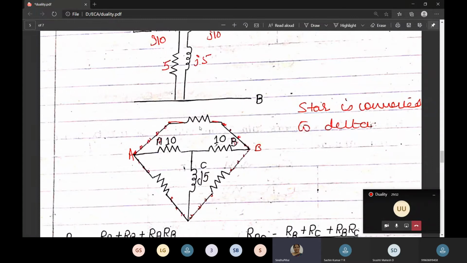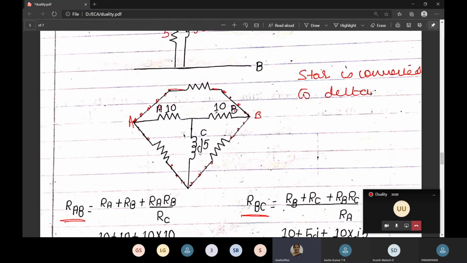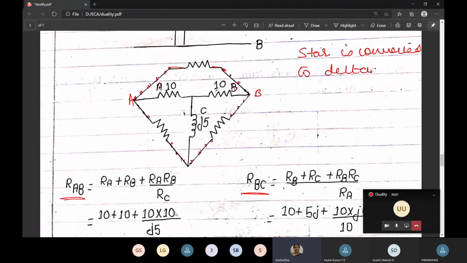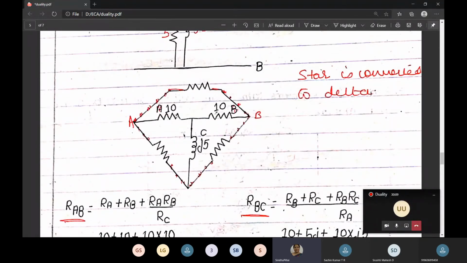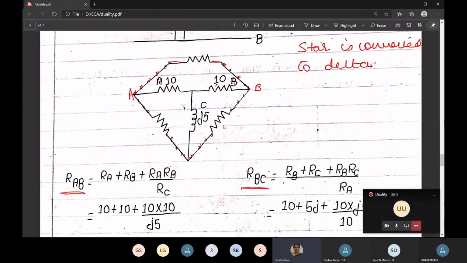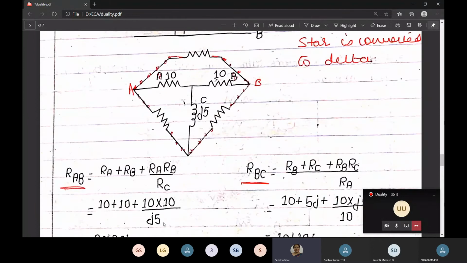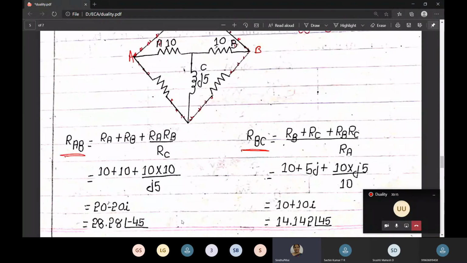Okay. So first for this branch, what is the formula? The star they have given, you want delta. Delta means RAB. RAB is nothing but RA plus RB plus RA into RB divided by RC. So that is the formula we have. So what will it be? 10 plus 10 plus 10 into 10 divided by J5. So when you do that, the answer will be 20 minus J20.